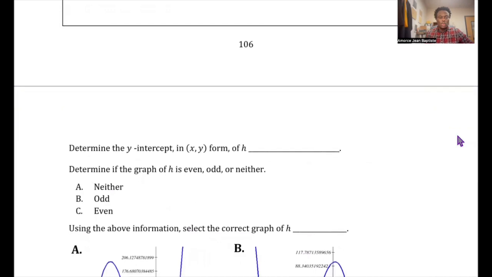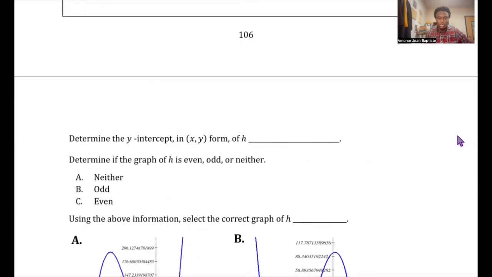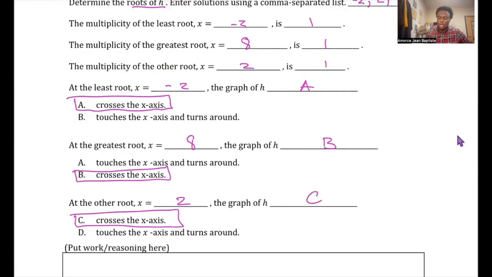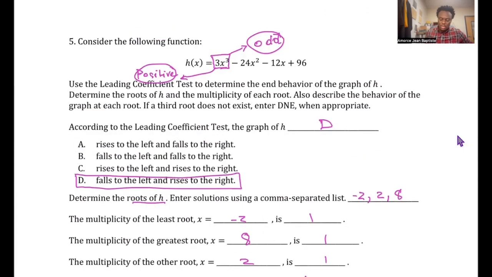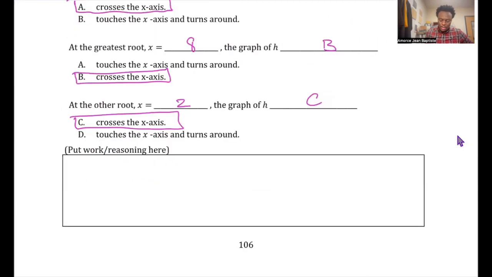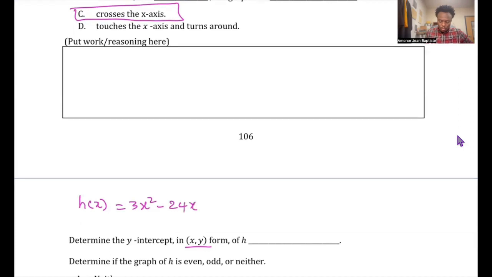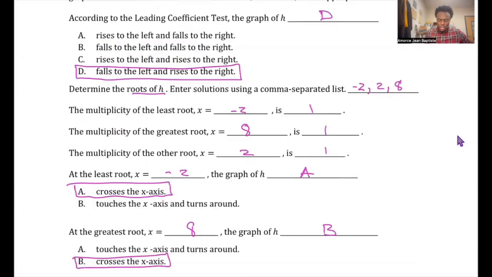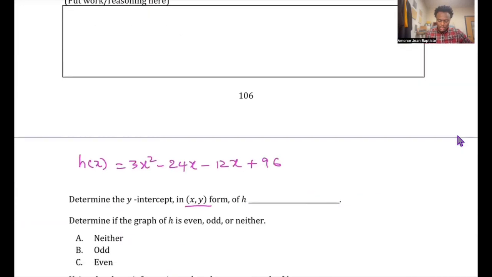Now, they ask me to determine the y-intercept of H and give it in the form (x, y), so we need to give it as an ordered pair. So h of x is this. Let me write it again here for you: h of x equals 3x cubed minus 24x squared minus 12x plus 96.